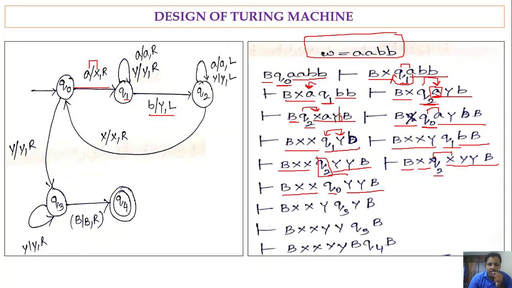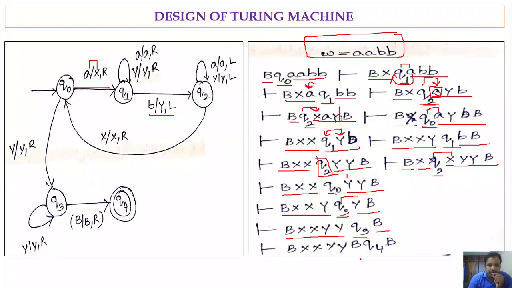In Q0, if we get Y, replace that Y with Y, move the head towards right and also move from state Q0 to Q3. So we will get BXXY Q3 YB. In Q3, if we get Y, then what do we have to do? Replace that Y with Y, move the head towards right and stay in state Q3. So the next ID will be BXXYY Q3.